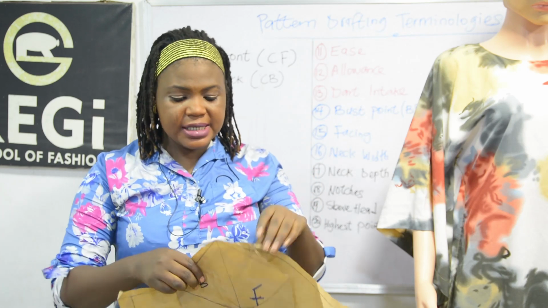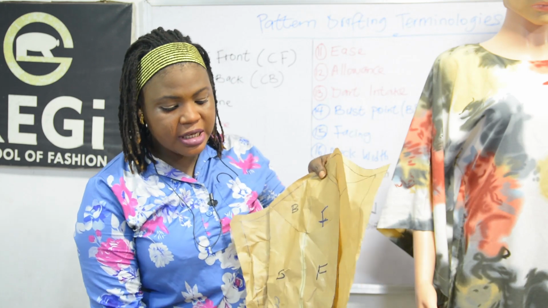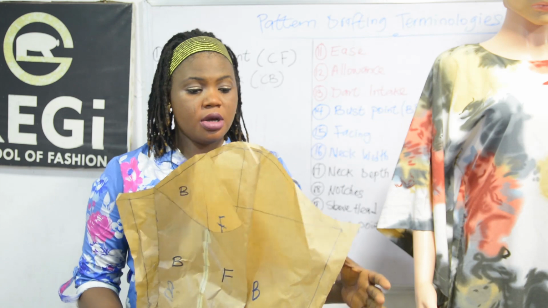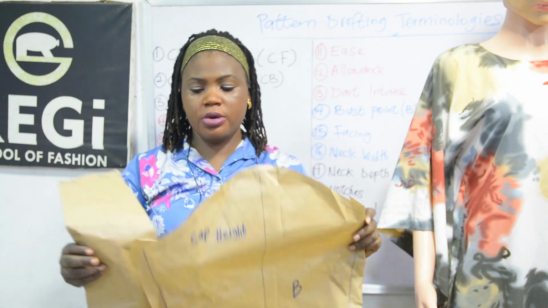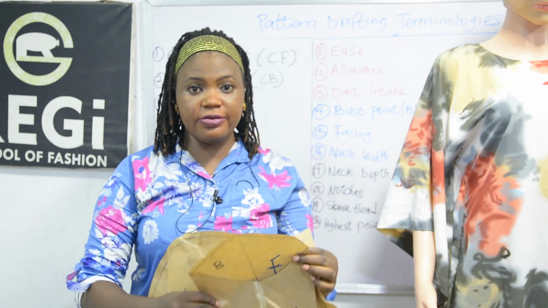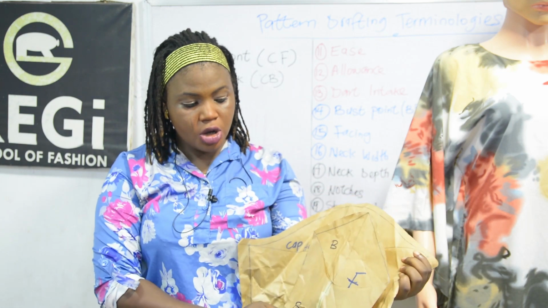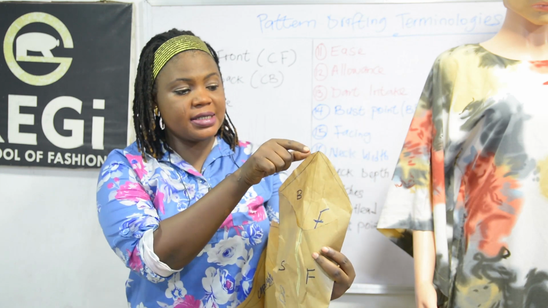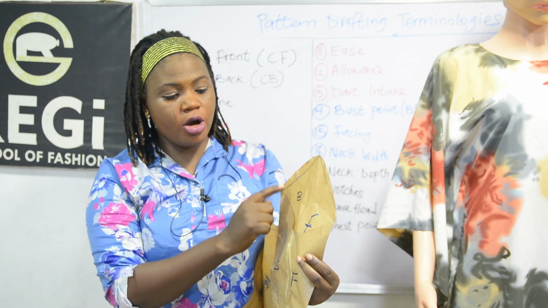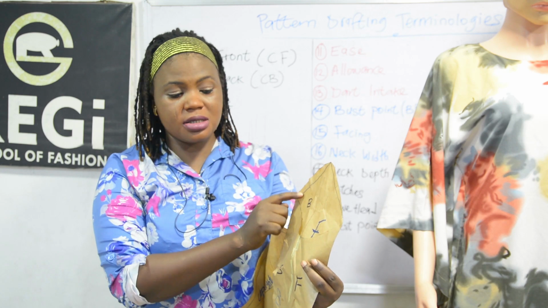So what do I mean by sleeve head? The upper part of the sleeve block is called the sleeve head. So you can see the shape I have here. This is a one-piece sleeve and this is a two-piece sleeve. For the two-piece sleeve, which is also known as suit sleeve, this is the sleeve head. The shape I have at the upper part of the pattern is the sleeve head.